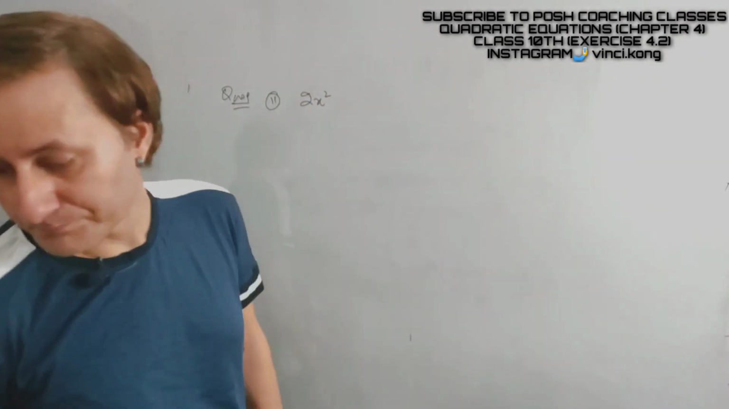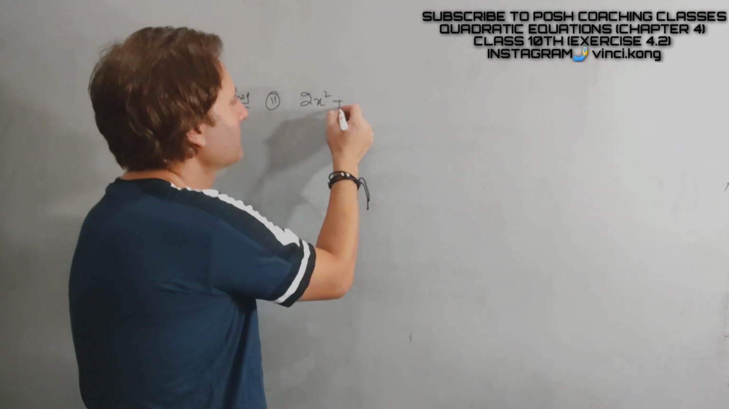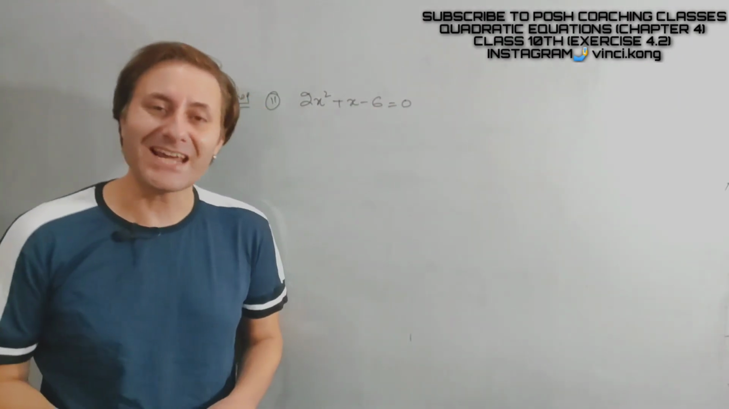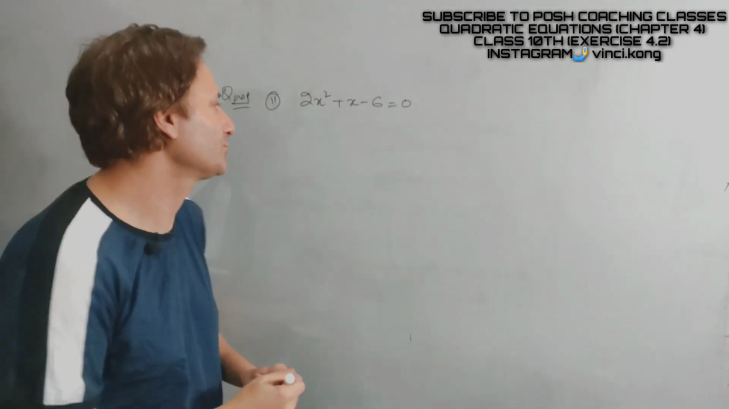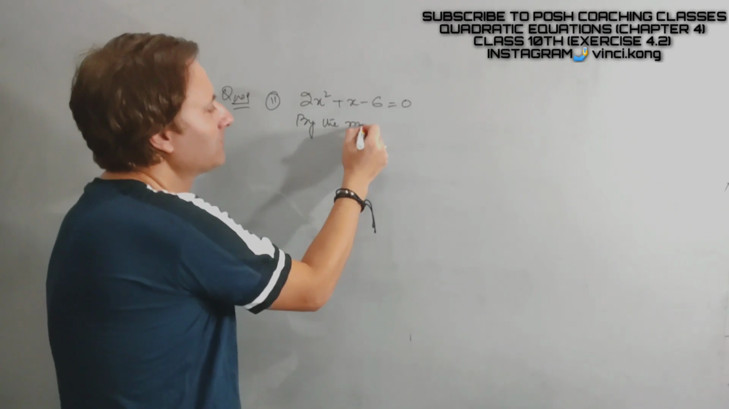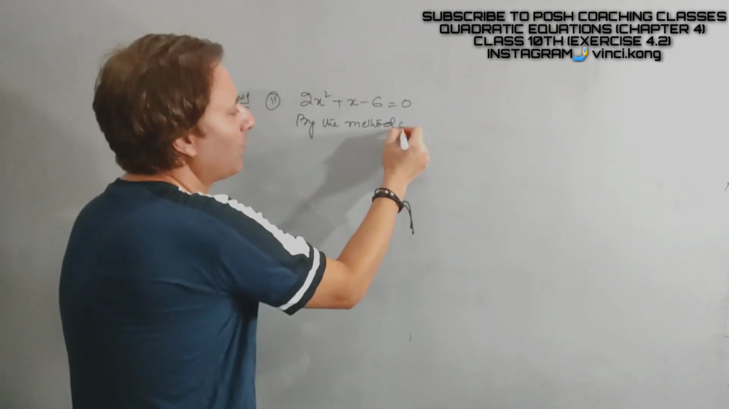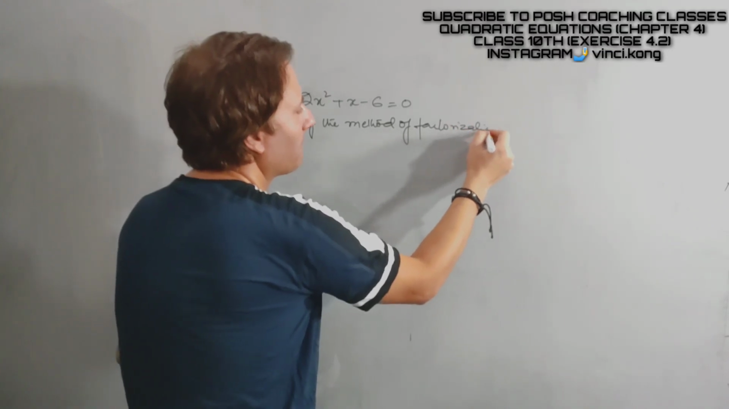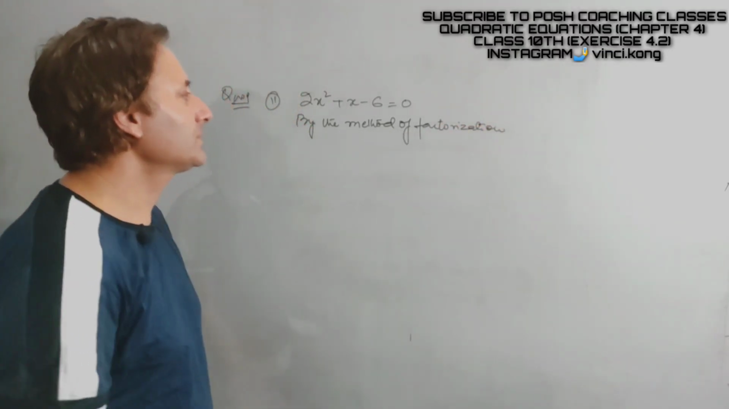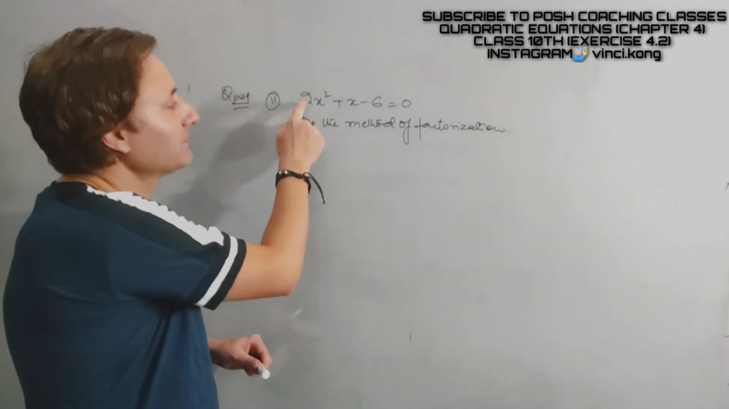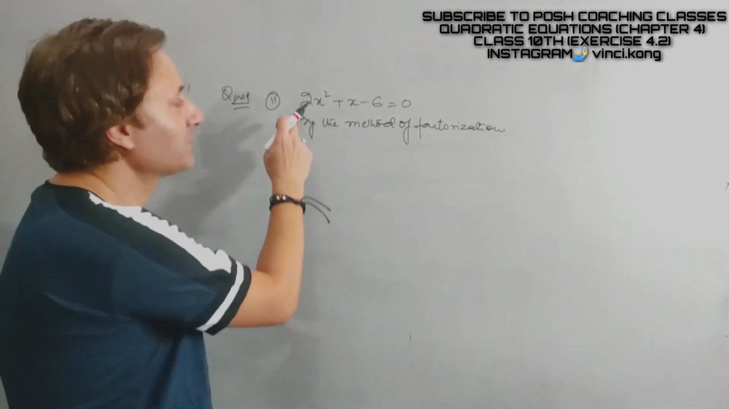2x squared plus x minus 6 is equal to 0. We will follow the same pattern that we just did, by the method of factorization. So this is a typical quadratic equation, and in this we will see this multiplied by this as well, right? Because we have a 2 here.